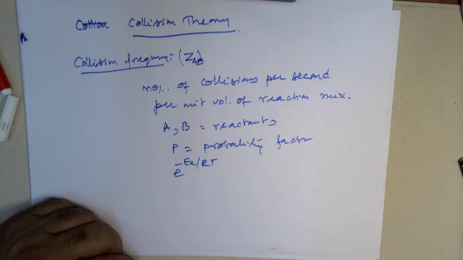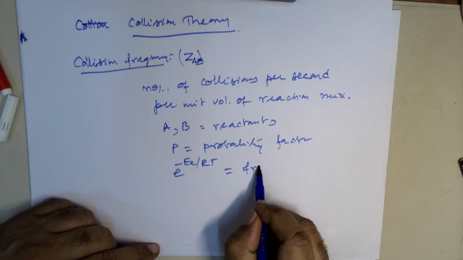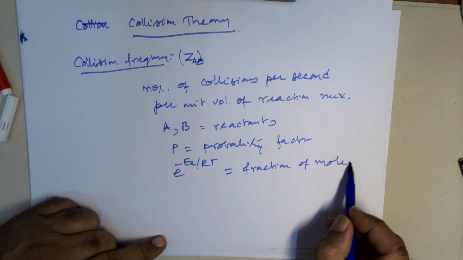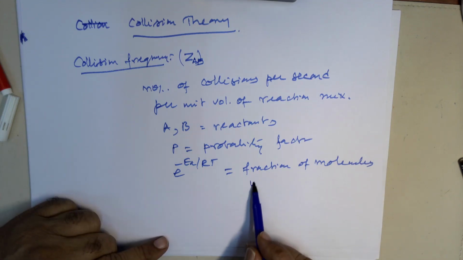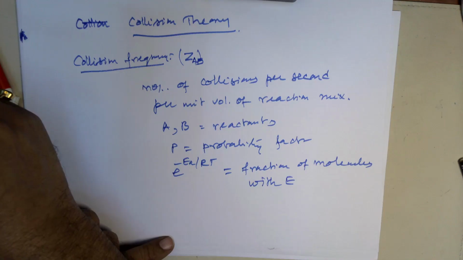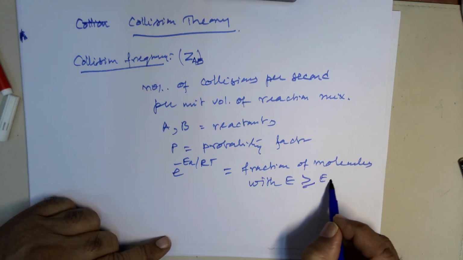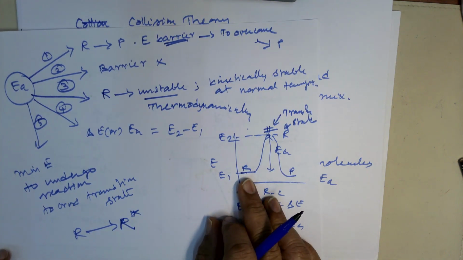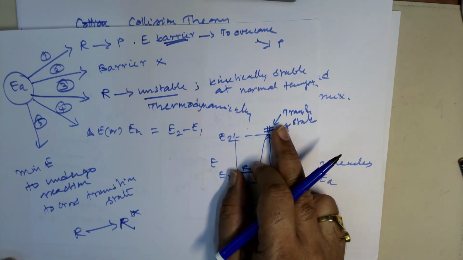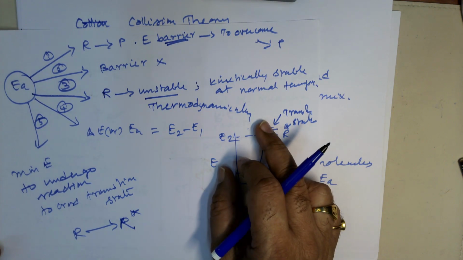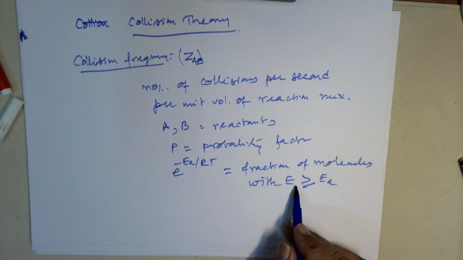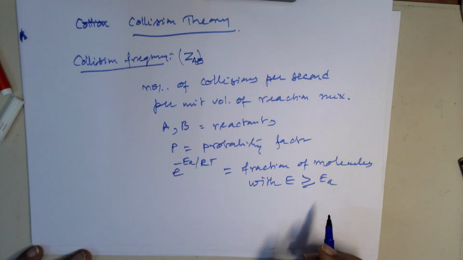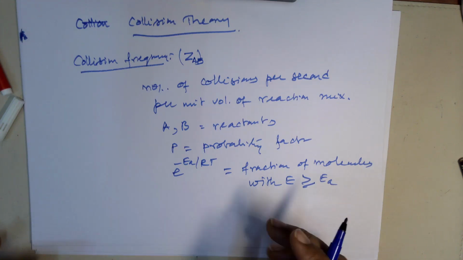It is the fraction of molecules with the energy equal to or greater than EA. For example, let me say there are 1,000 molecules. Listen to me. There are 1,000 molecules, only 800 are capable of reaching the energy value. I hope now you should be able to understand that the fraction of molecules with energy equal to EA or above EA can be responsible for the reaction to occur.